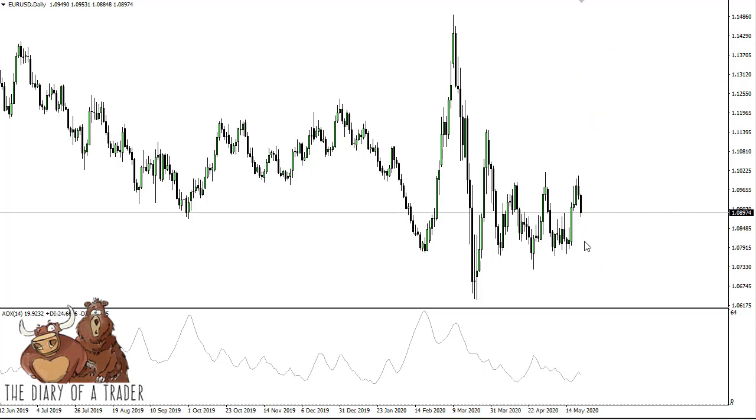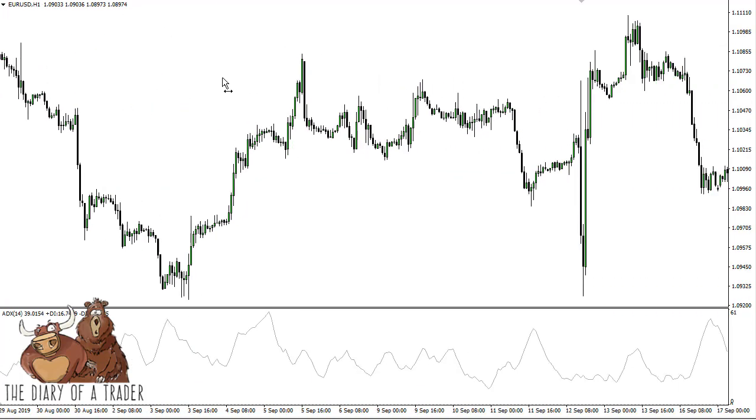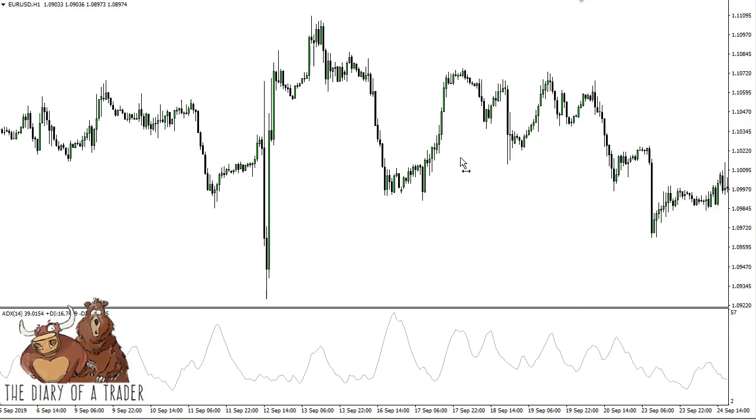Now again, remember, it doesn't matter which direction the market's moving. So take a look at this. We're going down here, but we're going up here. That shows you that we are picking up strength, right? It works on all time frames. It just measures 14 candles. Doesn't matter the time frame.